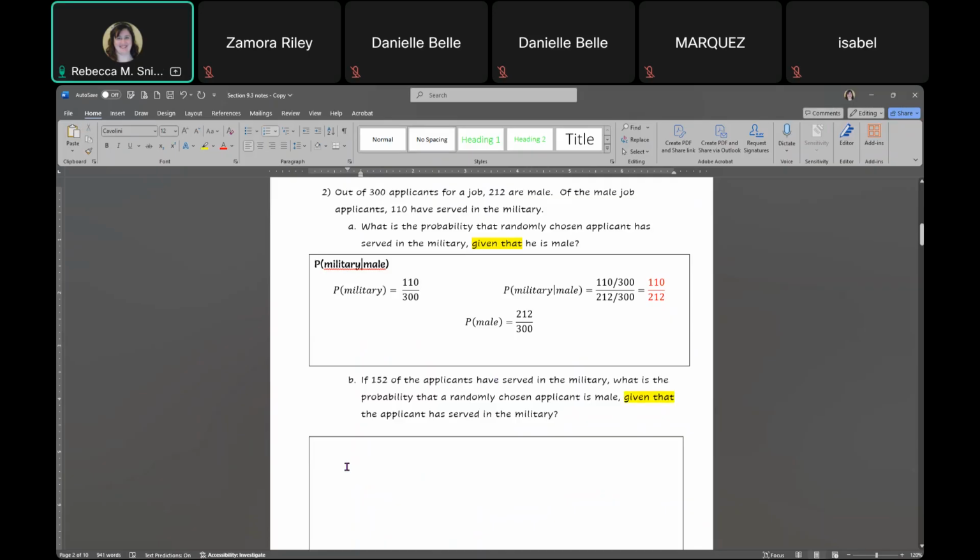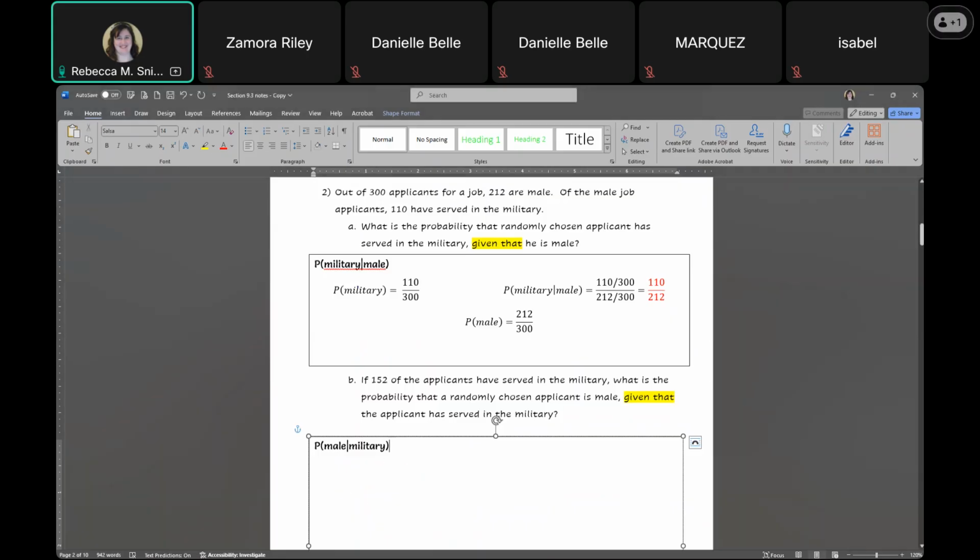And now notice the roles have reversed. Instead, our both probability has to do with being male, and the condition surrounding it has to do with serving in the military. So here we are now looking at male, given that this is military. So the roles have reversed. We still have to do the same thing we did before, which is we still have to set up your conditional.